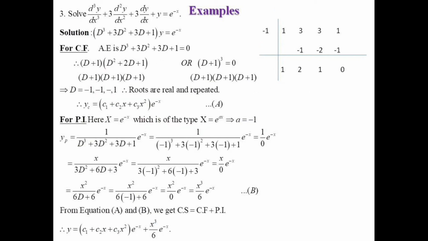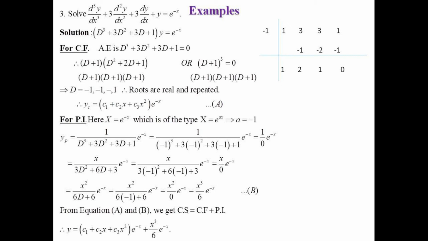Now let's discuss example number 3. Example number 3 is the third derivative of y with respect to x plus 3 times the second derivative of y with respect to x plus 3 times the derivative of y with respect to x plus y equal to e raised to minus x. If we apply the operator D, which means derivative with respect to x, we can easily convert the given example in terms of (D cube plus 3D square plus 3D plus 1) y equal to e raised to minus x.